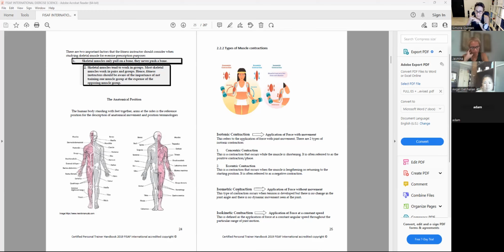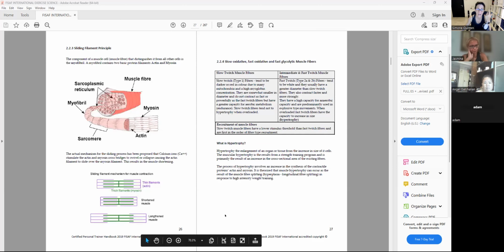When you have a static muscle contraction, remember when we do a plank, for example, or a standing wall squat, it is an isometric muscle contraction. And then we have the isokinetic muscle contraction, which is used for rehab. You saw the little chair, or when you do aqua exercises, that is an isokinetic muscle contraction. There is an application of force, always at a constant speed, and the tension doesn't change.